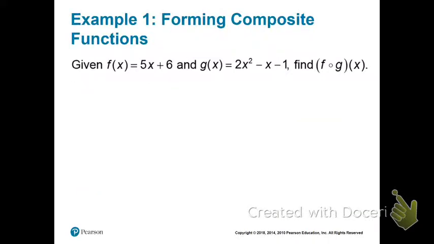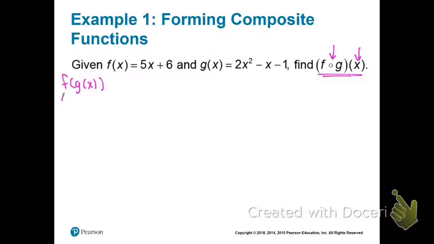All right, so example 1 says we have f of x equals 5x plus 6 and g of x equals 2x squared minus x minus 1. Find f composed of g with respect to x. All right, so remember, this is just notation, okay? This is just saying, hey, x is going to be the variable, and this is just saying we're going to combine the two with f being first. It's on the outside. It's our skeleton. All right, so most of the time you'll see me write it like this.